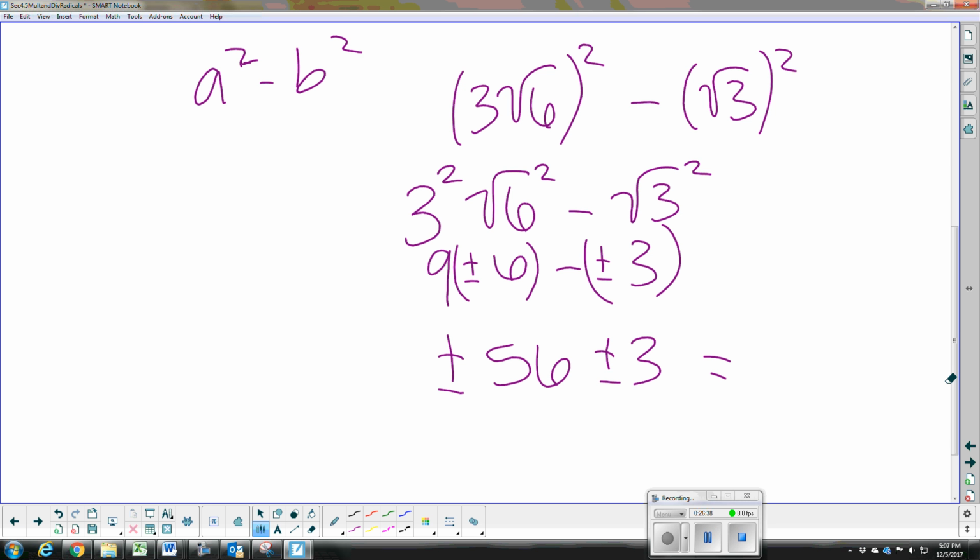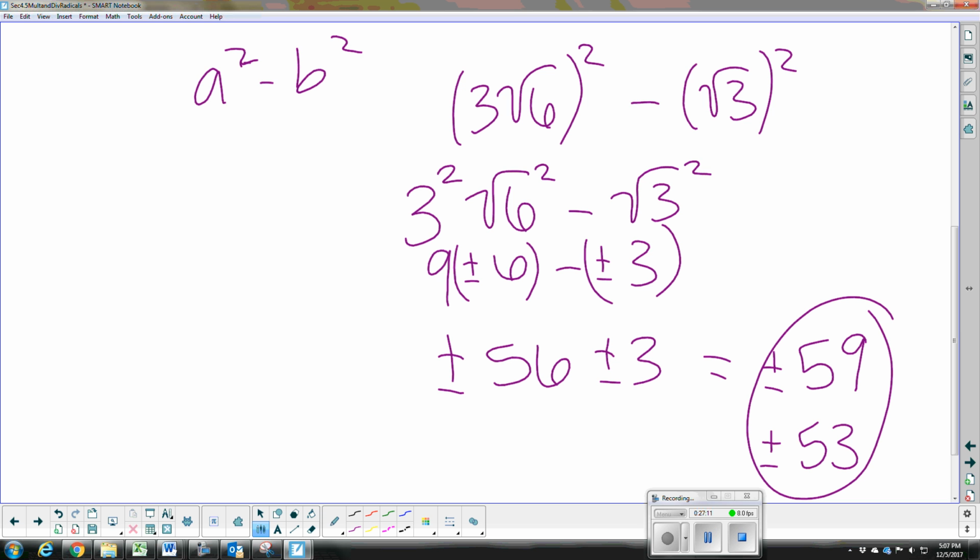Okay, so this should be plus or minus 56 minus plus or minus 3. So again, since we simplified 2 radicals, we're going to have 2 solutions for each simplified radical, which gives us a total of 4 solutions. So 56 plus 3 is 59. Negative 56 minus 3 is negative 59. So plus or minus 59. And then negative 56 plus 3 is negative 53. Positive 56 minus 3 is positive 53. So our answer, plus or minus 59 or plus or minus 53.